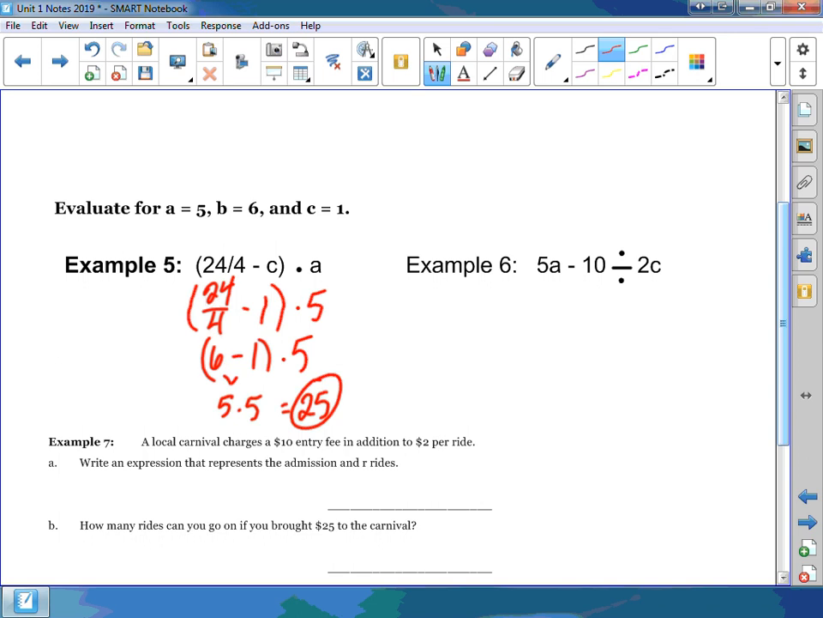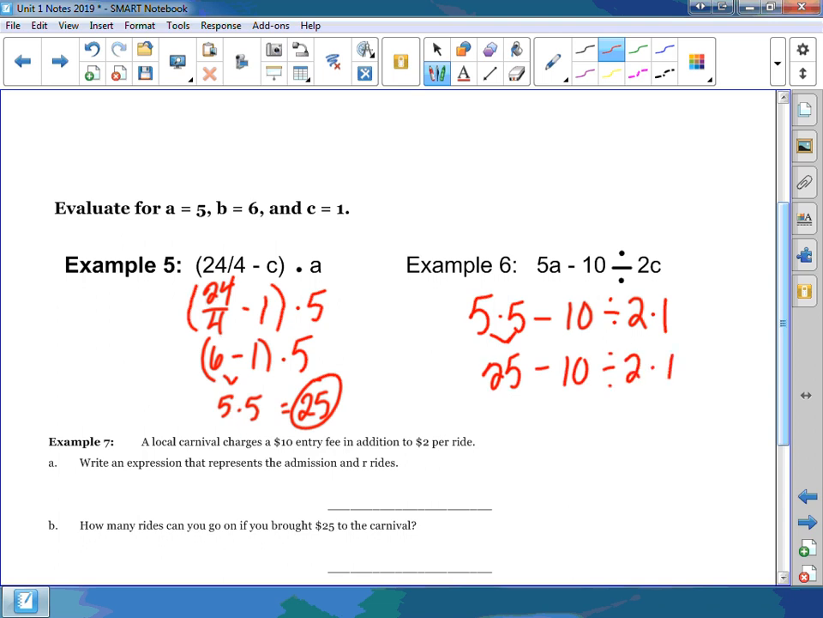Okay, and on to example 6. Again, let's rewrite. 5a does not mean 5, like 55. It means 5 times 5 minus 10 divided by 2 times c, which is a value of 1. And going left to right here, I see I have multiplication, subtraction, division, multiplication. So multiplication on the left side gets done first. 5 squared, 5 times 5 is 25. Minus 10 divided by 2 times 1.